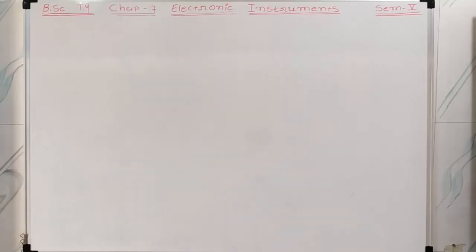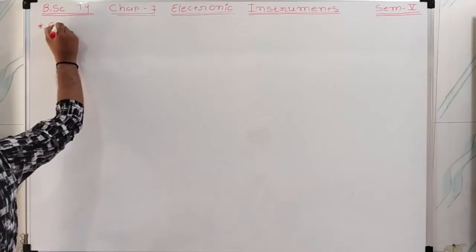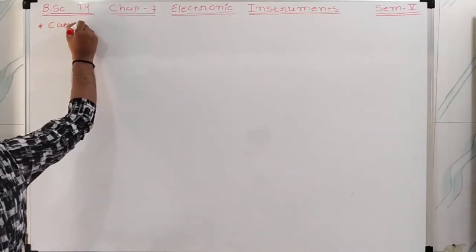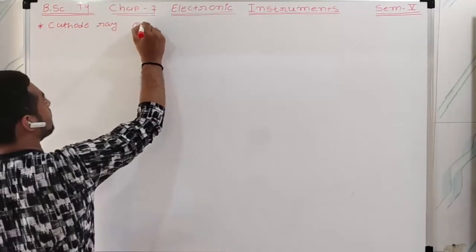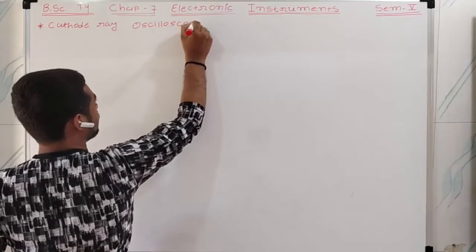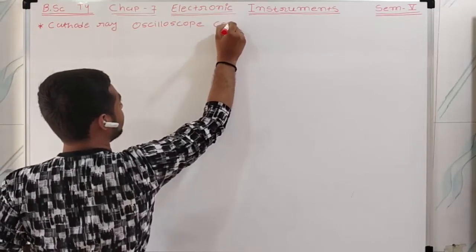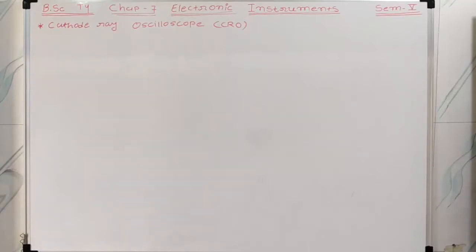Okay, next topic is cathode ray oscilloscope, or you can call it CRO, right? Got it? Okay.